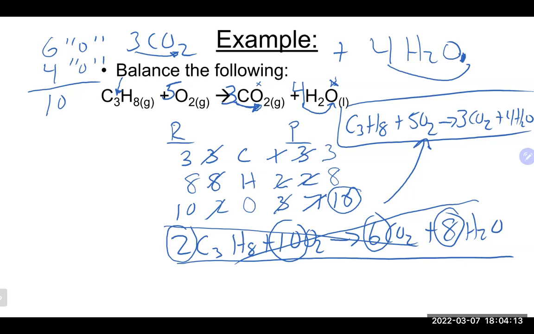Those are just the states of what all those are. They're all in the gas state, I think, in this case, and one's a liquid. It doesn't have anything to do with the balancing. It's just telling somebody, for example, the water's in the liquid state while the CO2 is in the gas state. Those are very commonly seen in equations as the states, but it will have no effect on the balancing part. Other questions?